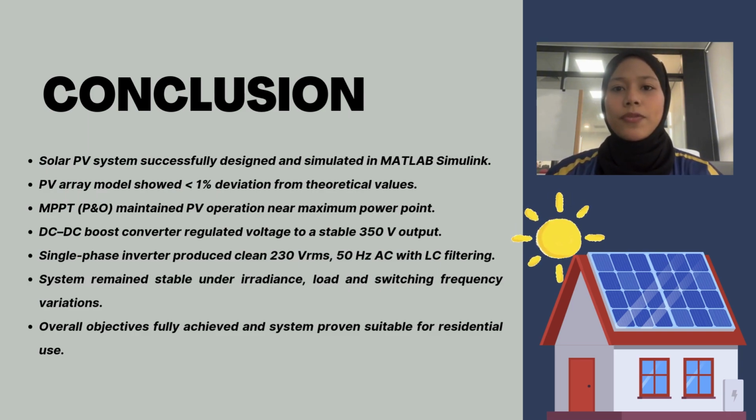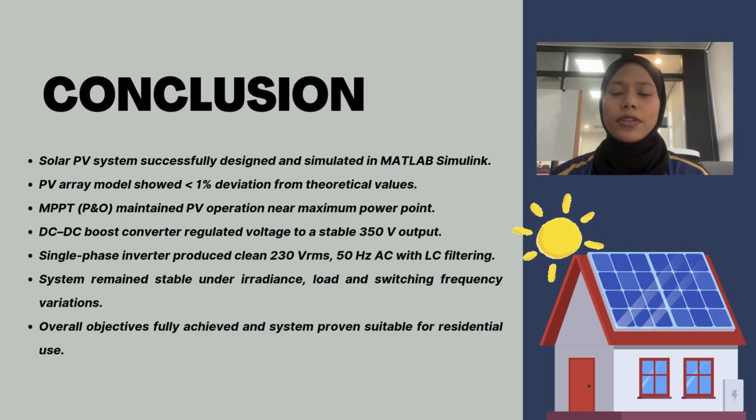The inverter also performed well, producing a clean 230 volt RMS, 50 Hz AC output with proper filtering. When tested under variation in irradiation, switching frequency, and load, the system remained stable and behaved as expected. Overall, the complete PV to AC conversion system shows strong potential for residential application.